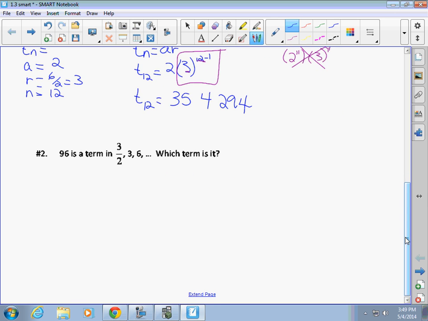Example 2 says 96 is a term in 3/2, 3, 6. Which term is it? So write down your variables. Our nth term, or the term we're looking at, is equal to 96. Our first term was 3 over 2. Our ratio then is 3 divided by 3 over 2. So that's the same as saying 3 times 2/3. So that equals 2.